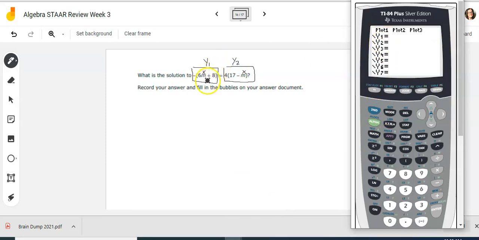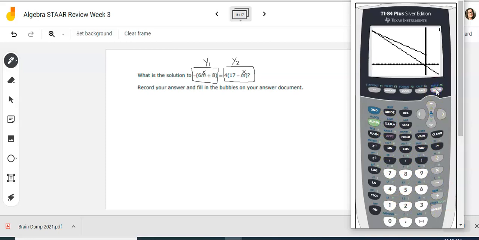So I'm going to type negative. Make sure you know where the negative is. If the symbol is a negative, it's in front usually like that. This would be a minus sign. And those are two different buttons on the calculator. Negative parenthesis 6x plus 8, close it. So we typed it exactly as it is here, except the m became an x. So down arrow, 4 parentheses 17 minus x, close it.